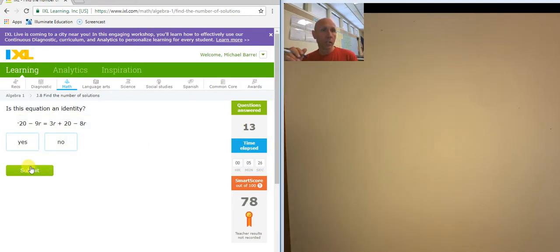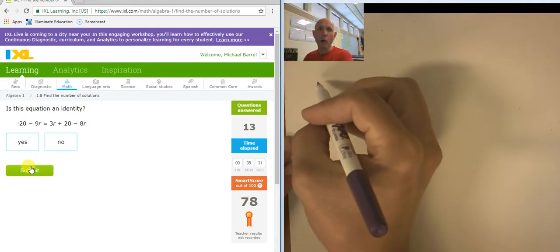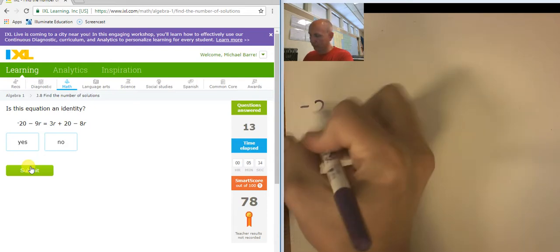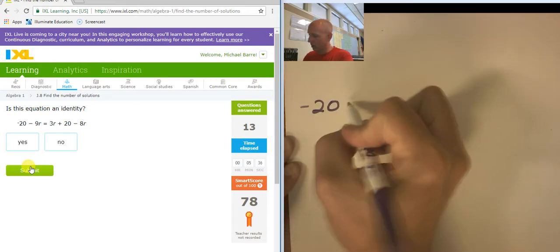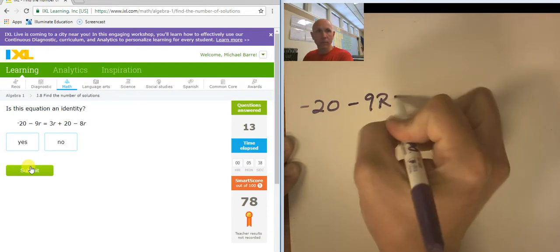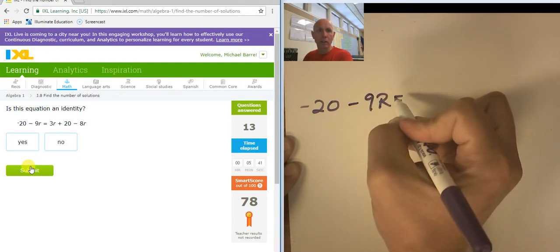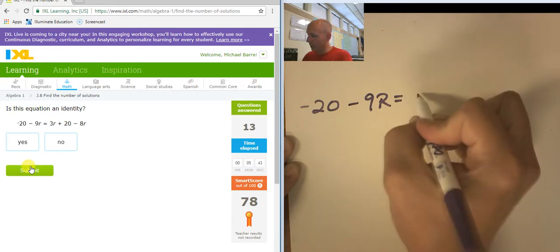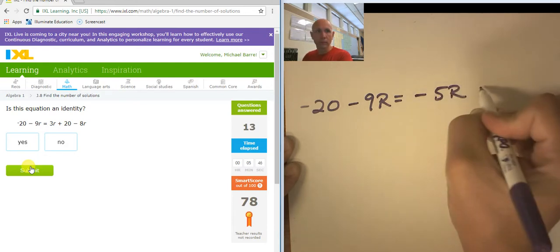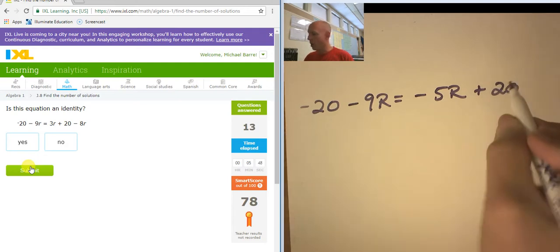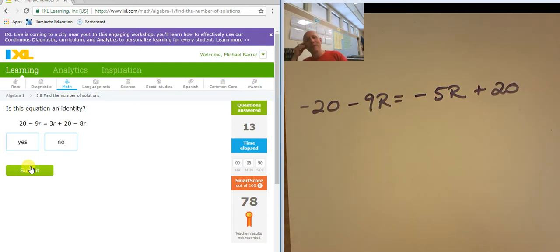Let's see, are the r's going to cancel? Well, before we get too far, let's simplify it down. So what's 3r minus 8r? Is that negative 5r? Okay, so before I got too far, I simplified it down. So are the r's going to cancel? No, which means there's one solution, which means it's not an identity. Identities are only the infinite solutions.